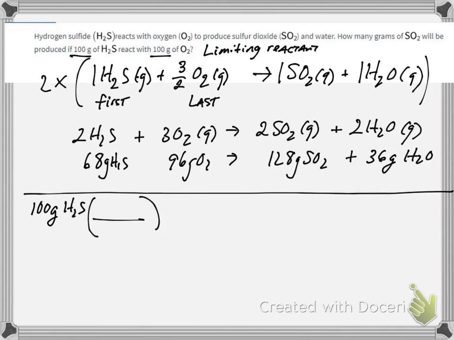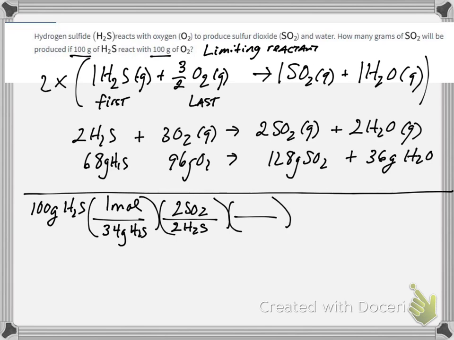So we start with H2S given, we divide by the molar mass of the given, times the mole ratio of the wanted SO2 coefficient over the given coefficient. And both of these are 2 in the balanced reaction. Here, here, and here. And now we multiply by the molar mass of SO2, and the molar mass of SO2 is 64. All right, so we do this calculation and we get 188 grams of SO2.